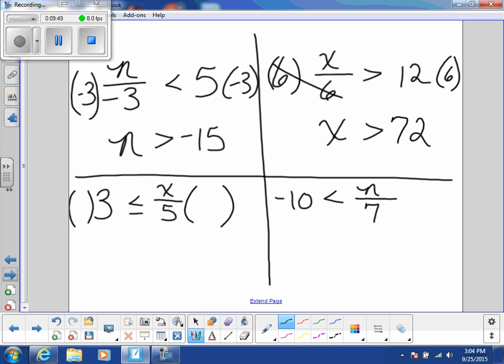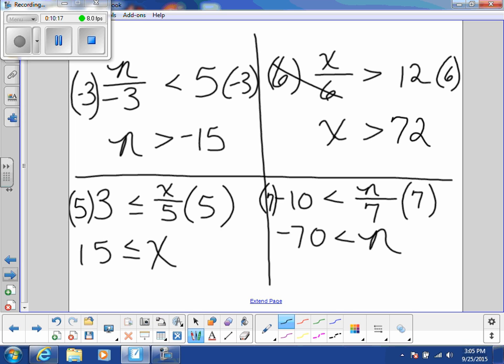What am I going to multiply by here? Well, I hope you said 5, because that's the only thing that will cancel out on the right to leave the variable by itself. The positive 5, do not reverse the inequality sign. Over here, multiply by 7 on both sides.